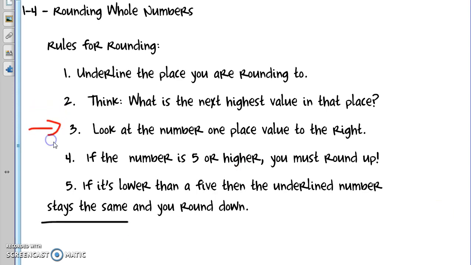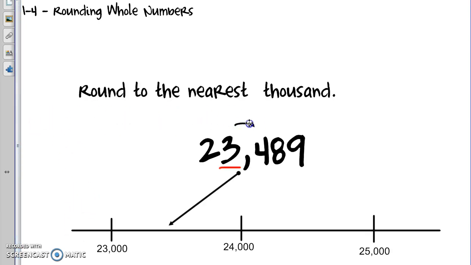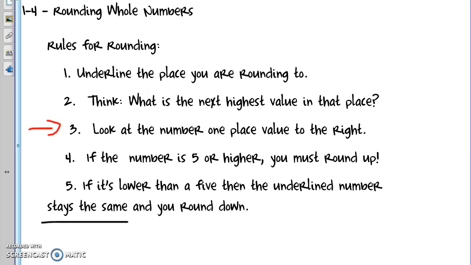look at the number one place value to the right. Well, get my arrow over here. Let's look at that. It is a 4, as in 400. We're looking at that 4 right now. And what does that 4 tell us to do? Let's look back at here. If the number is 5 or higher, you must round up. It is not 5 or higher.